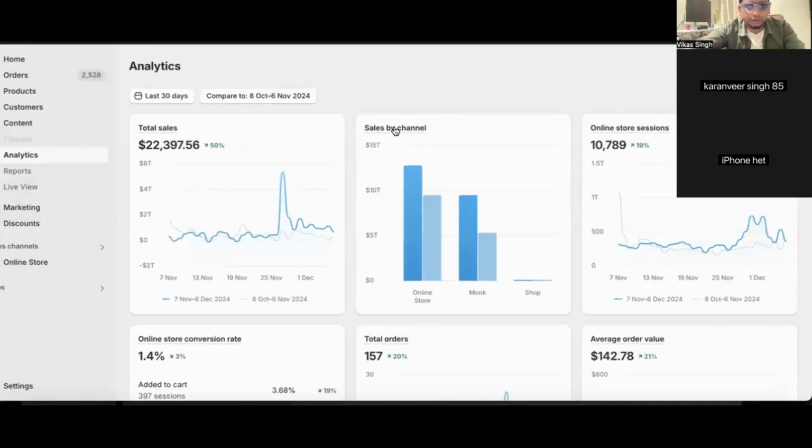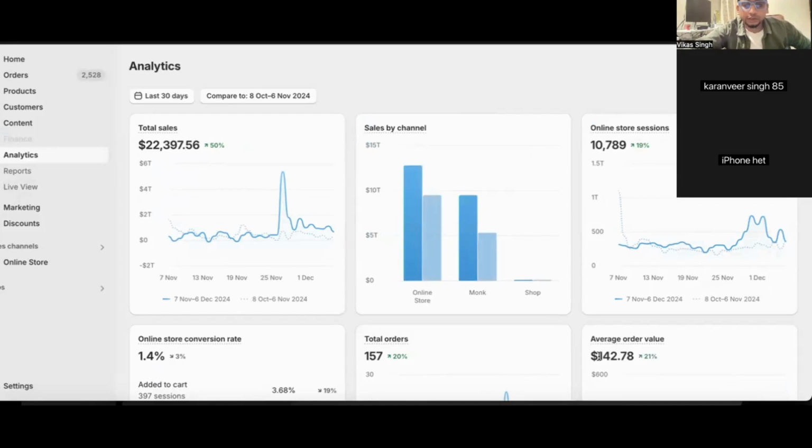So this is one of the stores I wanted to talk about. In the last 30 days, we did around 22K on this store. The ad spend was just through Facebook, nothing else, and we spent around 4.5K on Facebook. So it's over 5 ROAS on this particular store.